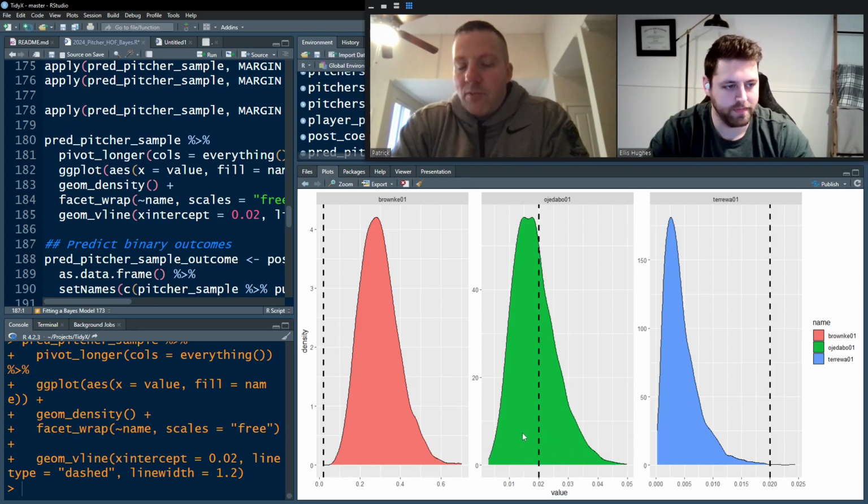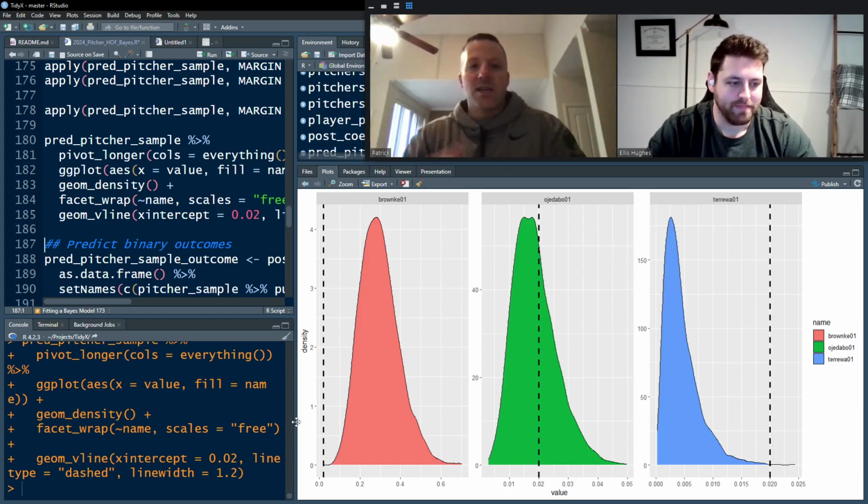We see that the middle player had 38% of that density over 2%. And then we see the third player, who basically had 0.2%. So a very small distribution, or very small tail that's exceeding 2%.